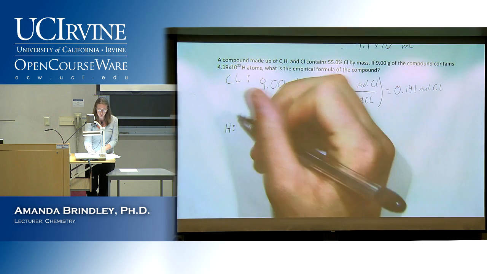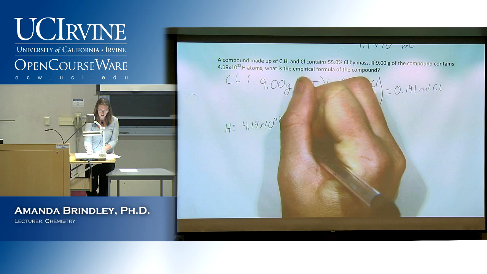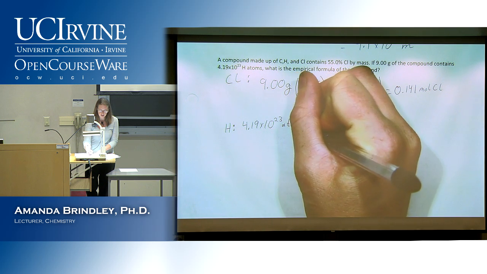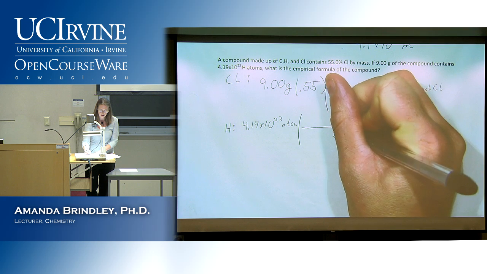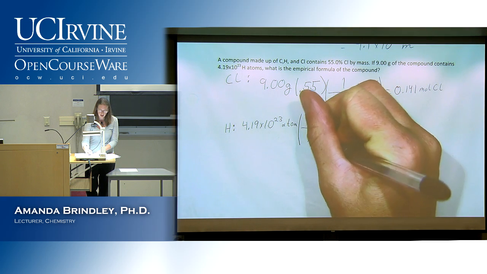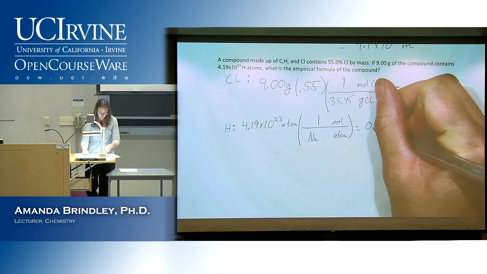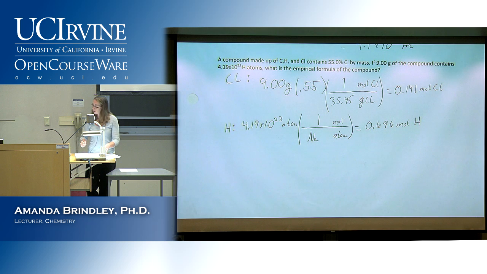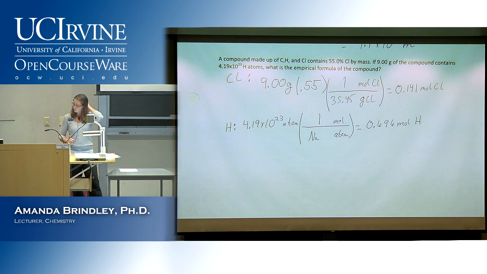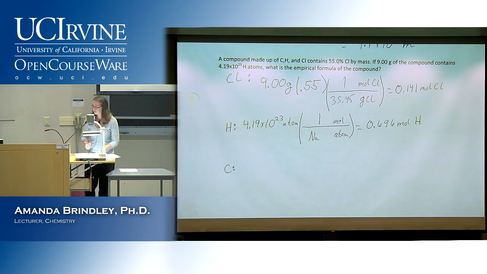Hydrogen, we know how many atoms we have in this sample. So how do we get moles? Yeah, Avogadro's number. And I'm going to do shorthand notation. Now, we need to figure out carbon, which is a little bit tougher.